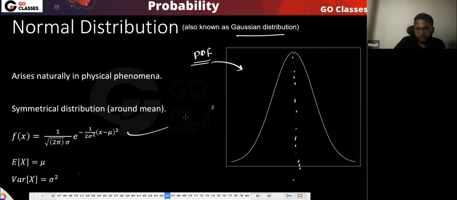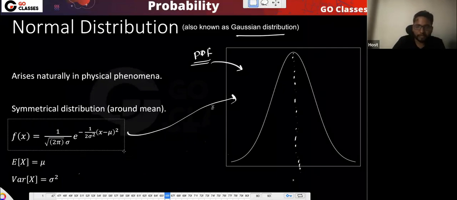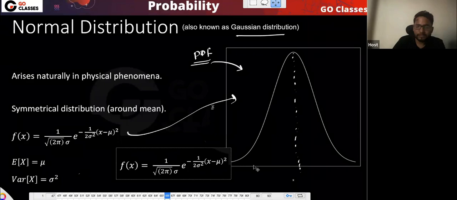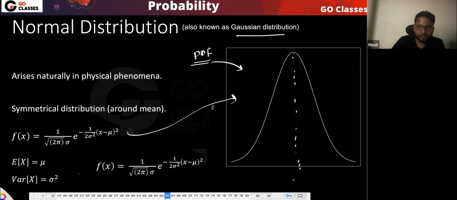And if you plot this with respect to x and f(x), this mu and sigma are just parameters. You can treat them as some constants, maybe k1, k2. Let's suppose this is k1, this is k2. Which means if they give you these two parameters, k1 and k2, then you should be able to find out this f(x). Okay.